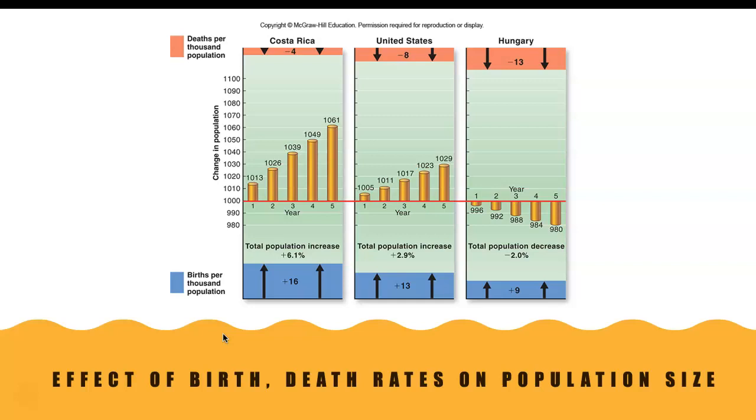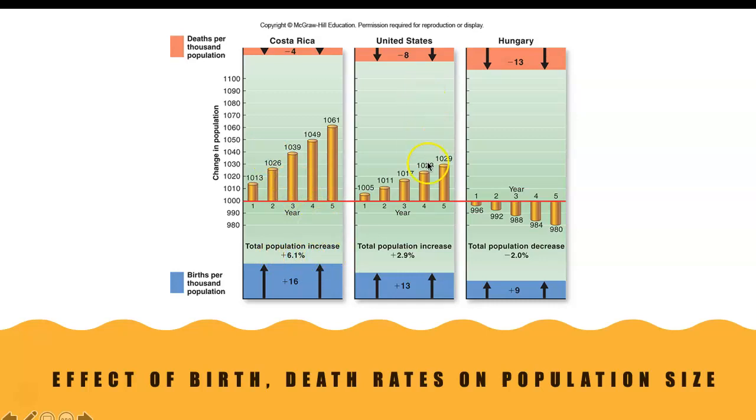So, what are birth and death rates? That is easy to understand. That is, per unit of population, how many people died and how many people were born. So, needless to say, the higher the birth rates are and the lower the death rates are, the larger the population size is. For example, in Costa Rica, the birth rate is 16 plus and the death rate is -4. So there are 12 per 1,000 born each year, and the total population increase is about 6%.